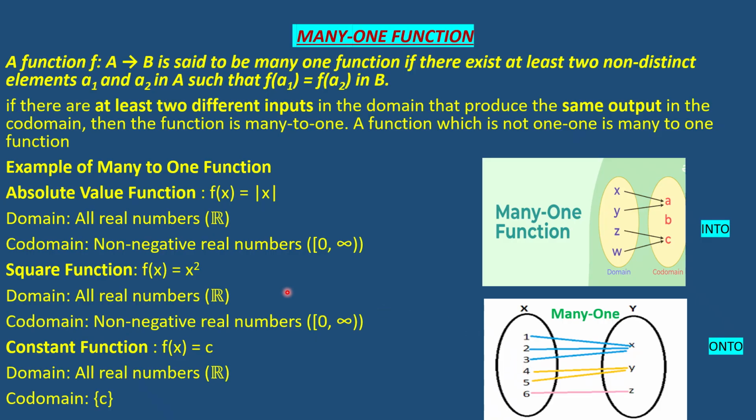So now come to the examples of many-to-one function. One is the absolute value function, another is the square function, that is f(x) equals x square, because -1 and +1 will give you the same image, 1. Similarly, the constant function f(x) equals c. All the elements x will map to the one element, that is the point c. So these are the examples of many-to-one function.